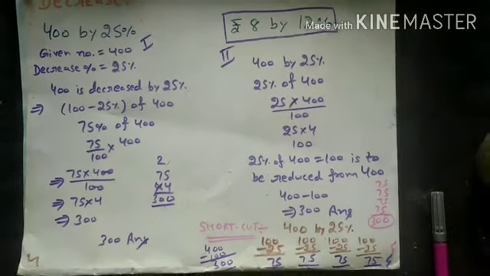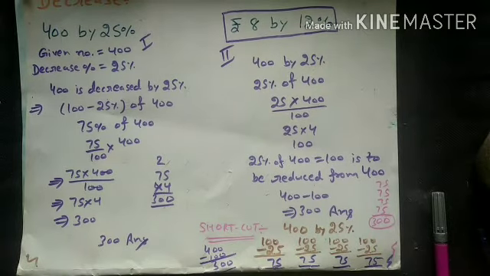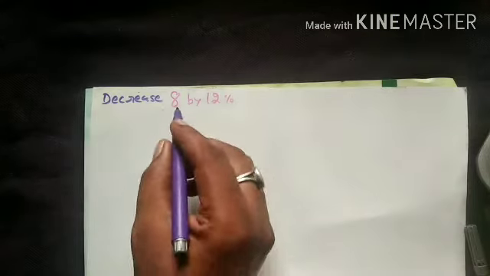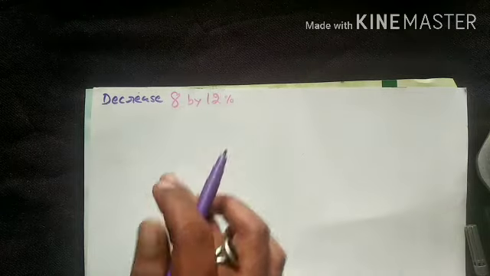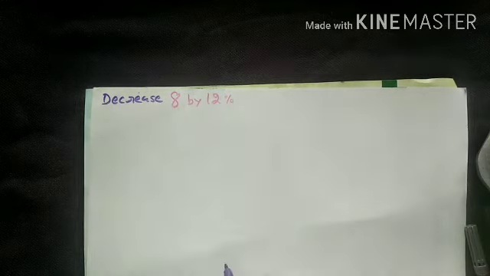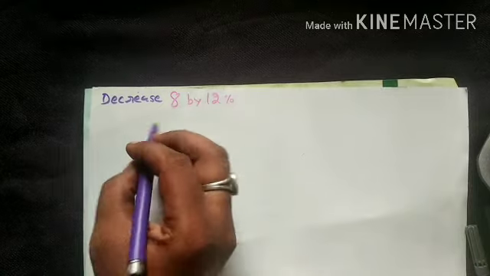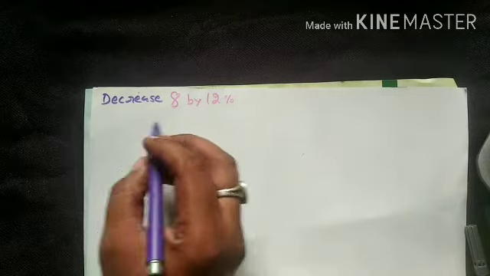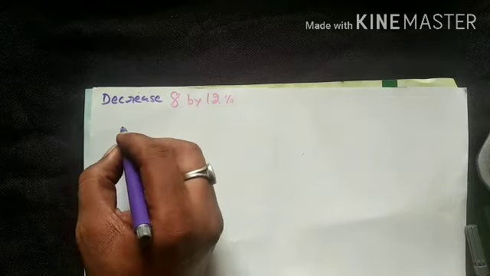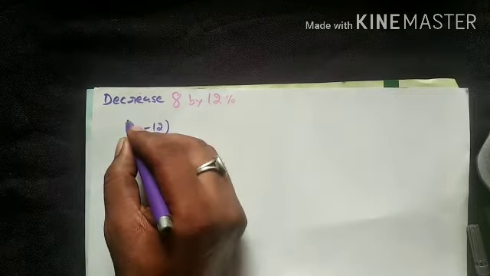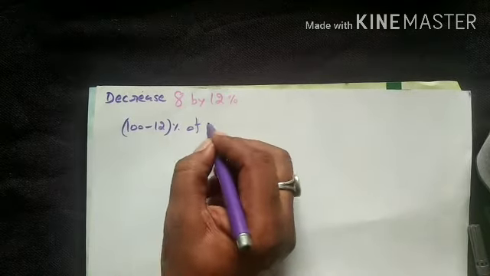That is, we have to reduce or decrease rupees 8 by 12%. Now you can see we have to decrease 8 by 12%. So as we know, percentage is counted over 100. So what is my answer? The first step of my solution is 100 minus 12% of 8.